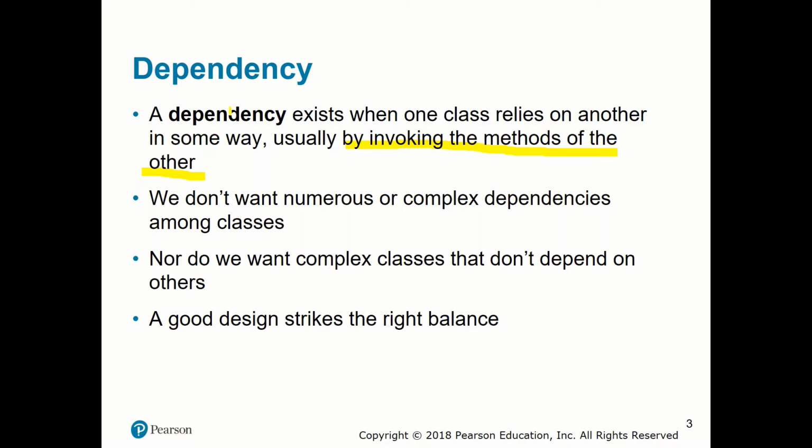We don't want numerous or complex dependencies among classes. It is very confusing. Nor do we want complex classes that don't depend on others. If a class doesn't depend on other classes, then that one class would have to be very big, and that is also not good. A good design strikes the right balance. So we need balance among classes.